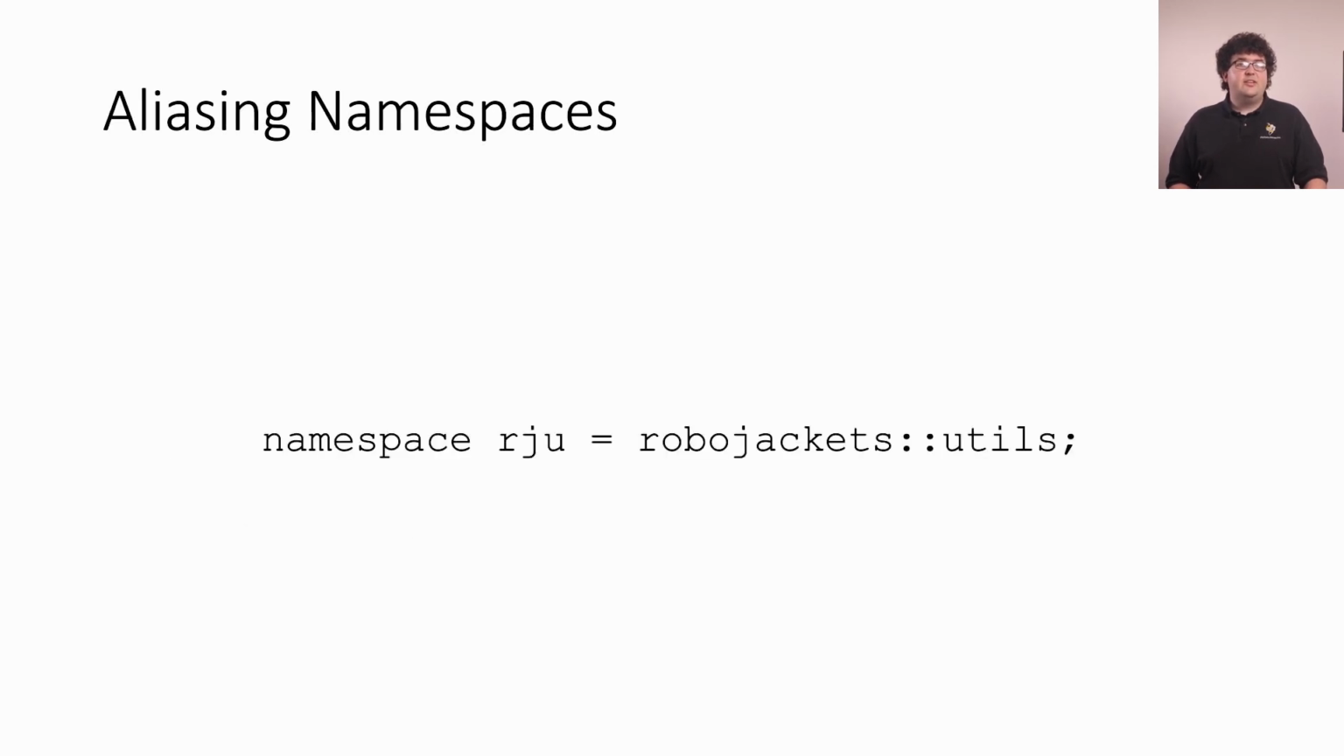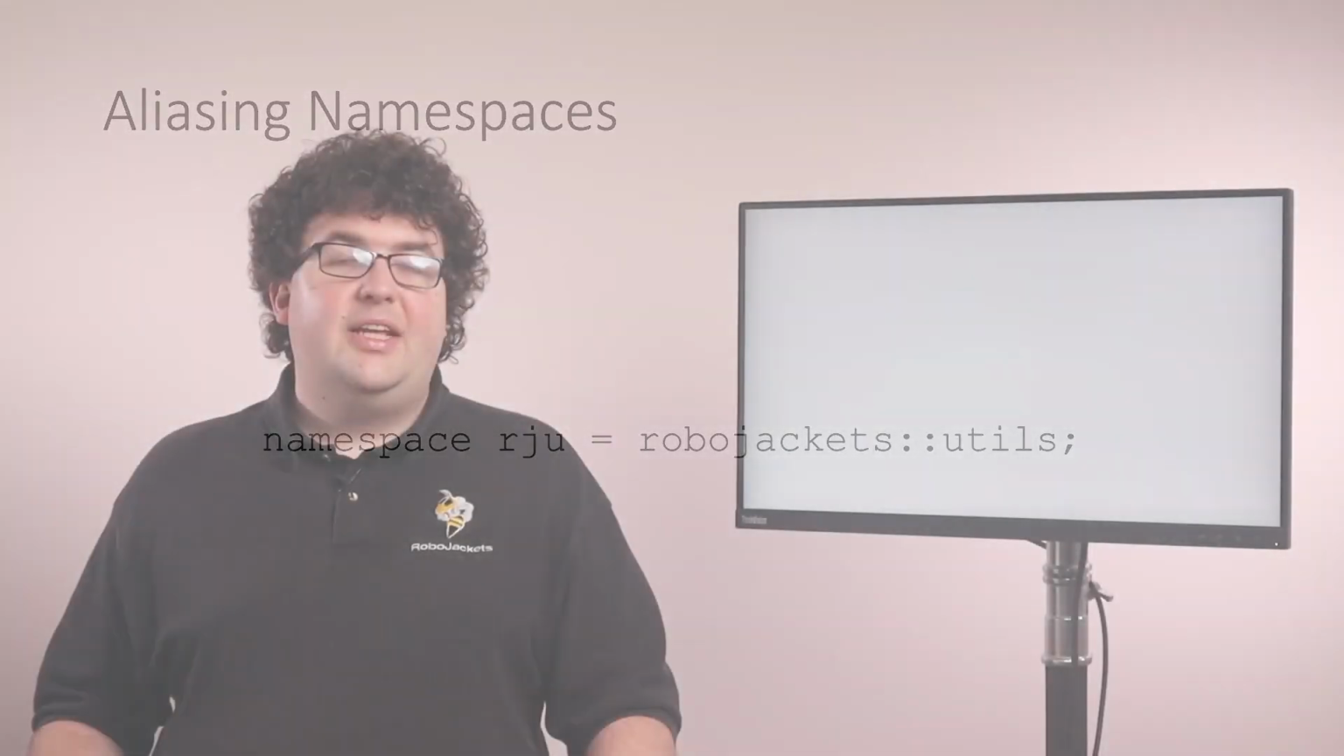If you find that some library has particularly verbose namespaces, you can alias namespaces with a line like this. This creates a new namespace called RJU as an alternative name for the RoboJackets utils namespace. This is a better way to avoid long type names than pulling in all the names with a using statement. And that's the basics of namespaces. There are other tricks you can do with namespaces, but they don't come up in most code, so we won't worry about them right now.